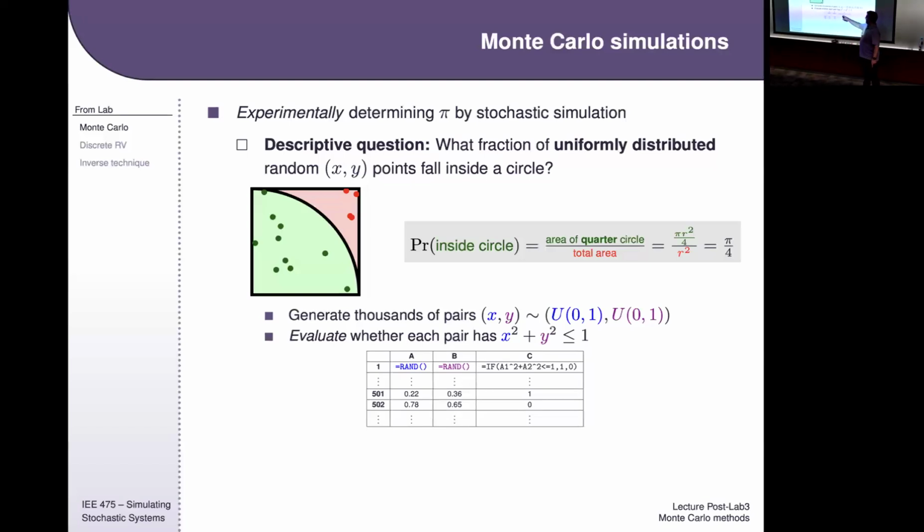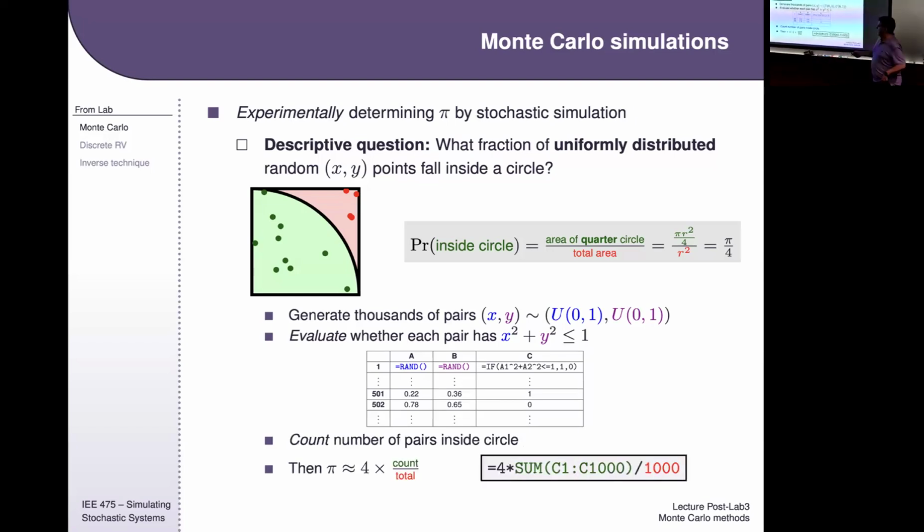Well, that's just, is x squared plus y squared less than or equal to 1? If it is, it's inside the circle. If it isn't, it's out. And so that turns us into a group of ones or zeros. And then we just see what is the average number here. What is the fraction of rows for which we got a 1? That is the count divided by total, you multiply by 4, which is how I do it in Excel, gives me an approximation of pi.